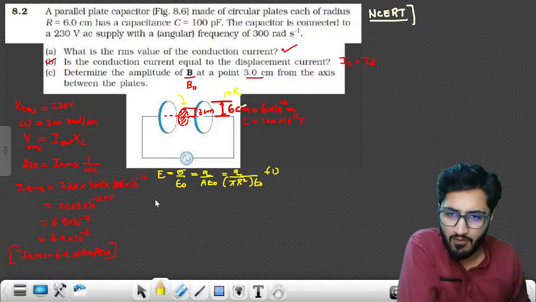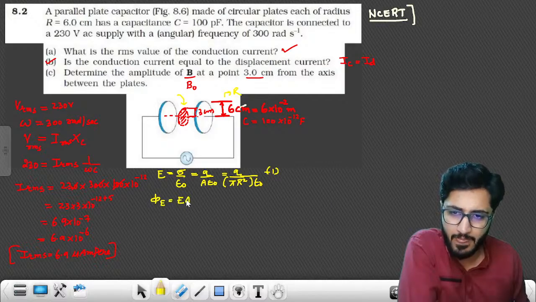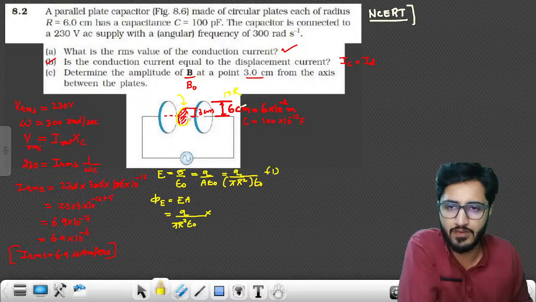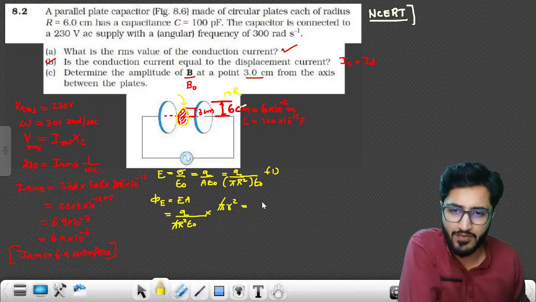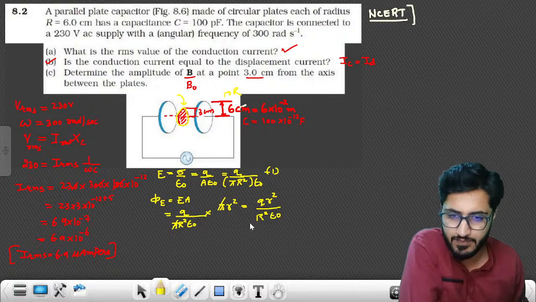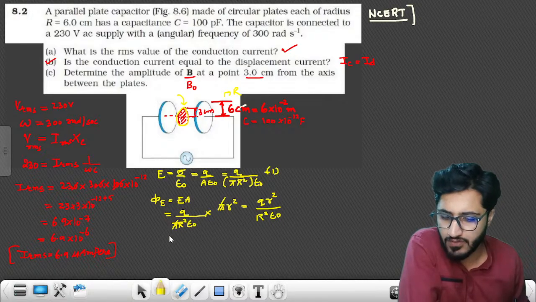What is flux now? Is it E times A? What is E? E is Q divided by pi R square epsilon naught. The area through which the flux is going will be only this area, that is pi r square. Pi and pi cancel out. So my answer came out to be Q r square whole divided by capital R square epsilon naught. Done. So now let us use the formula.